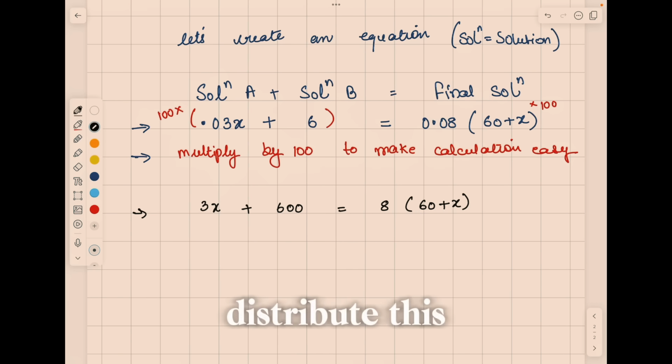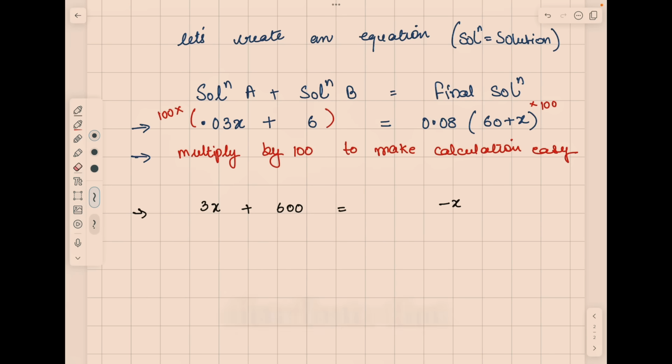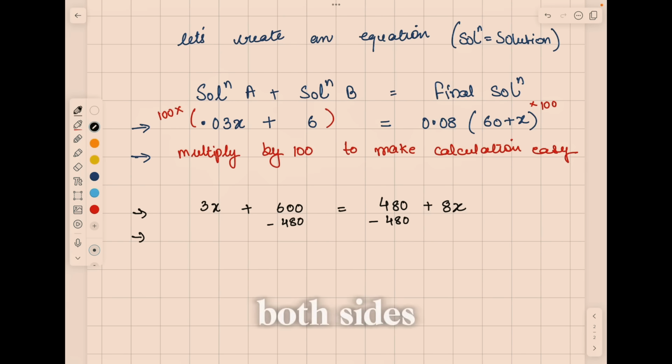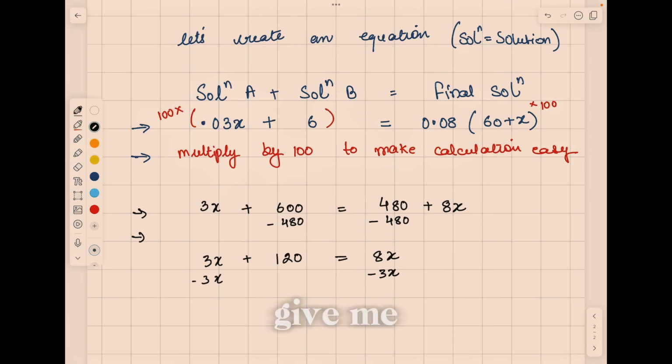And now you can distribute this 8 with the terms inside the parentheses. If you distribute that, you will get 480 plus 8X. And now we will solve this like we would solve an equation with variables on both sides. So I will subtract 480 on both sides, which will give me 3X plus 120 equals 8X. And then I will subtract 3X on both sides, which will give me 120 equals 5X. And then you will divide by 5 on both sides.